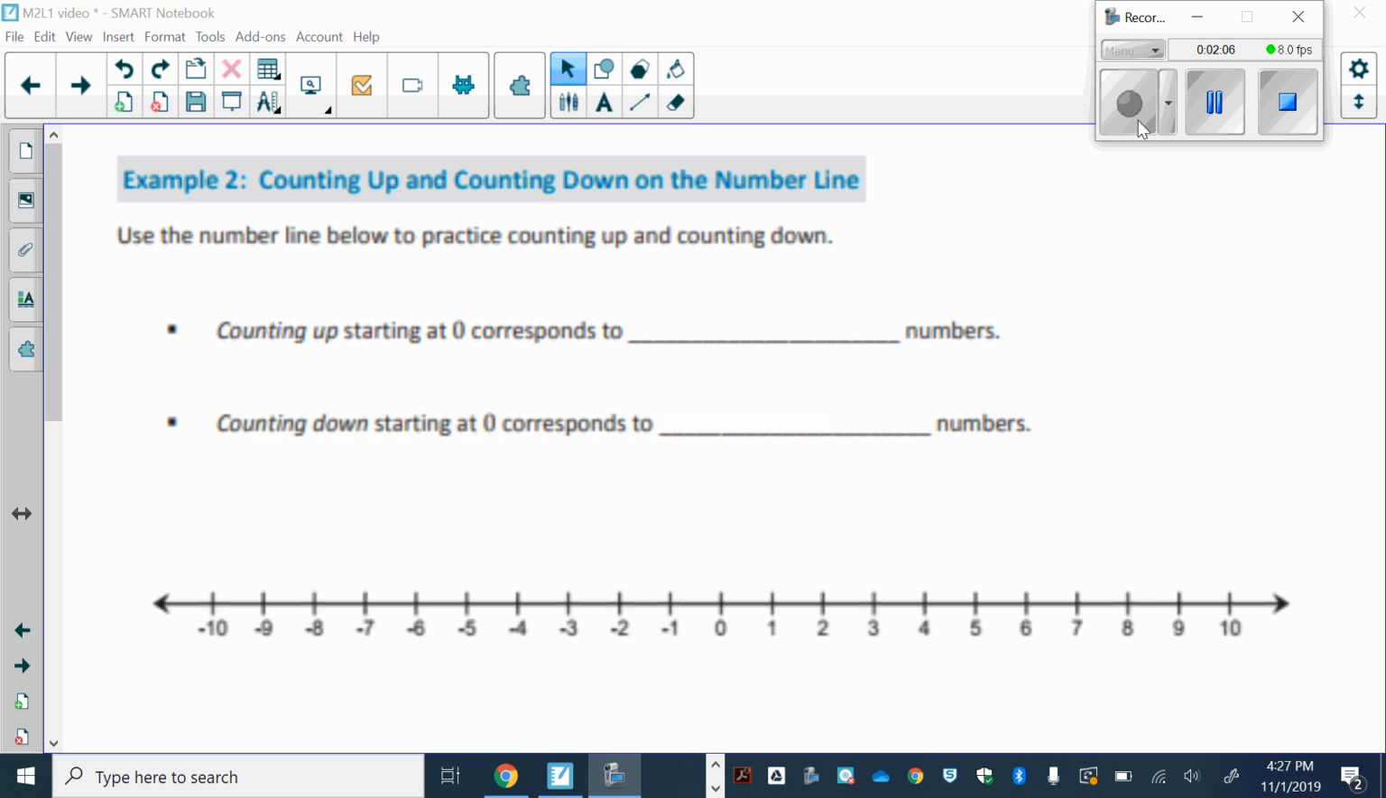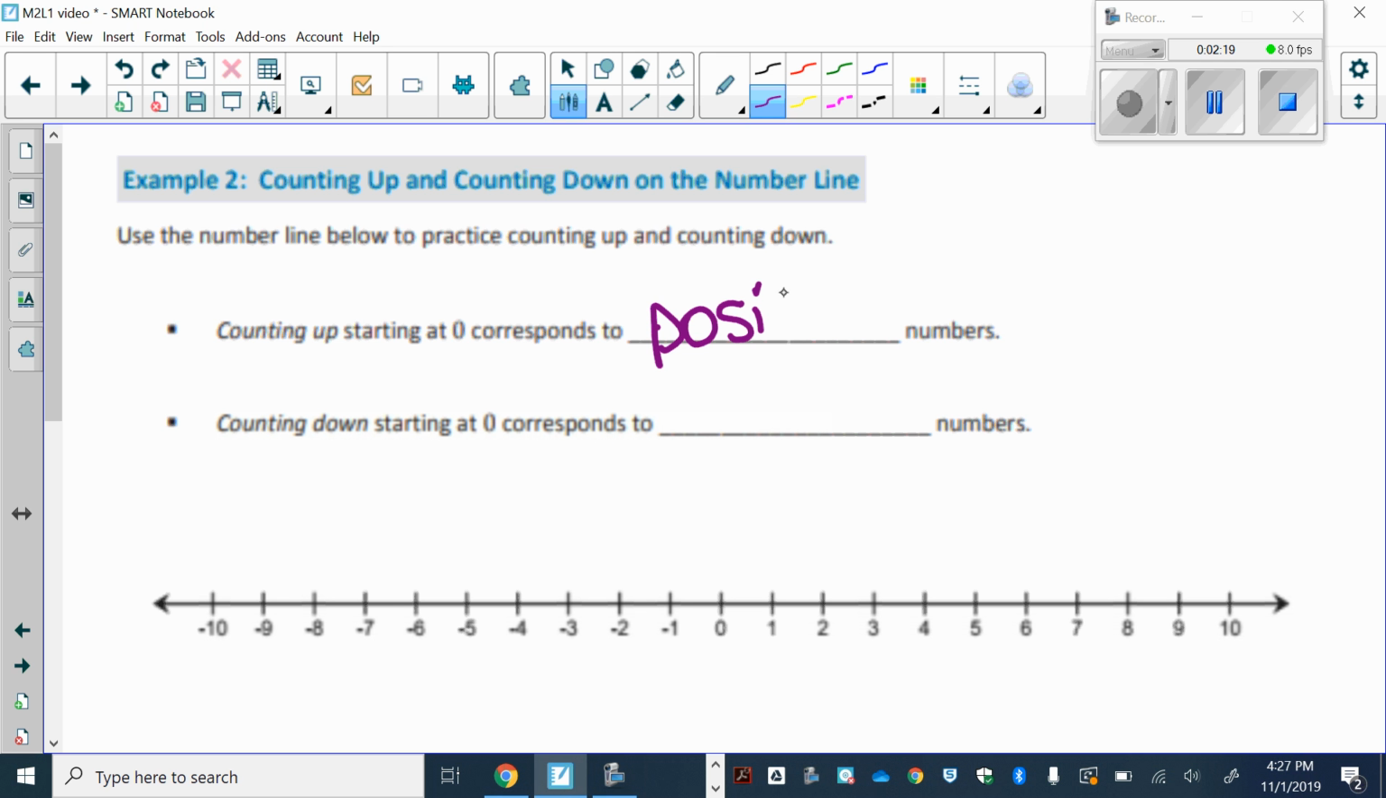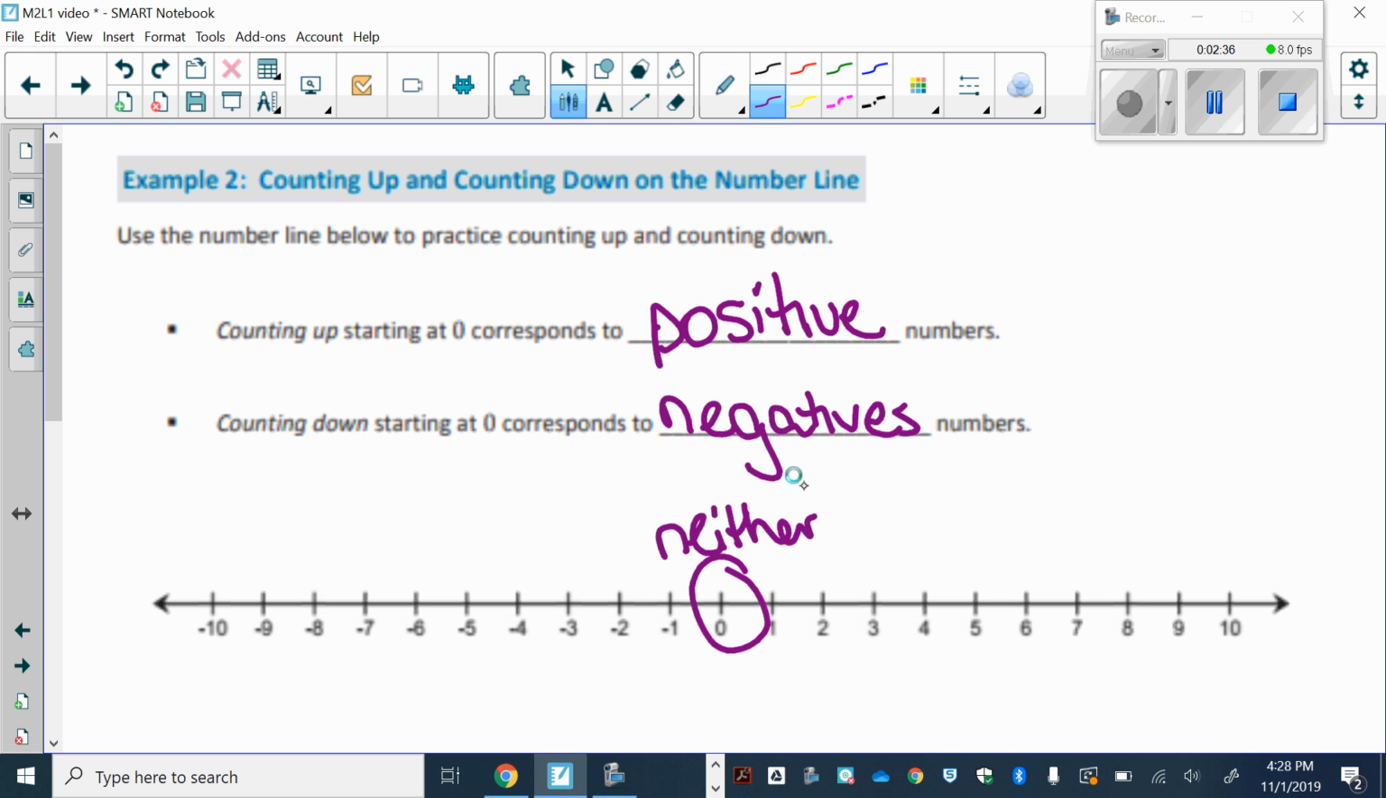Use the number line below to practice counting up and counting down. Counting up means you're starting at 0. Counting up starting at 0 corresponds to positive numbers, which remember are to the right of 0. Counting down starting at 0 corresponds to the negative numbers, which remember are to the left of 0. 0 is neither positive nor is it negative.